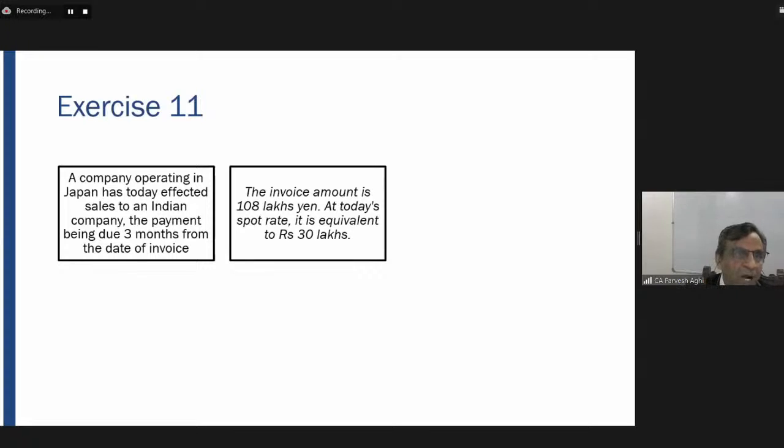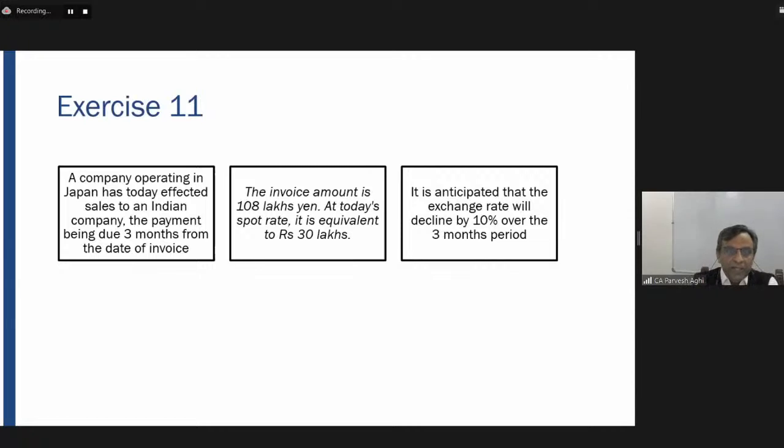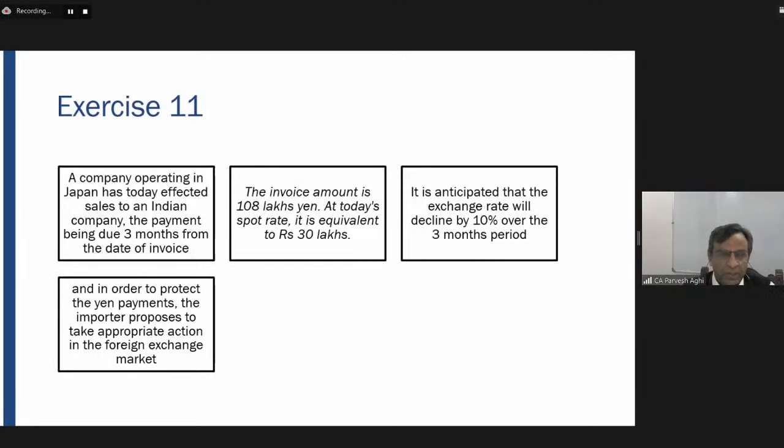The invoice amount is 108 lakhs yen. At today's spot rate, it is equivalent to rupees 30 lakhs. Okay, so we can calculate what is today's spot rate, later on we will be doing that. So it is anticipated that the exchange rate will decline by 10% over the 3 months period. So that means there is a forecast made by this Japanese company that the exchange rate will decline by 10% over the 3 months period.